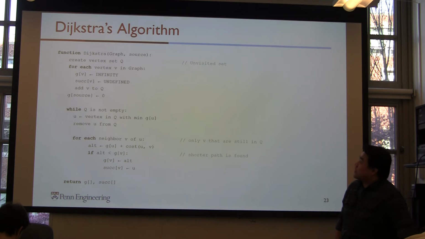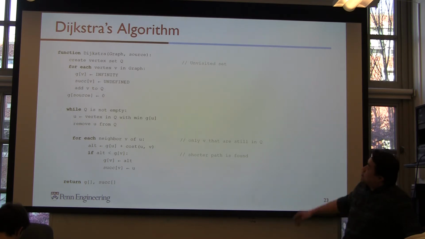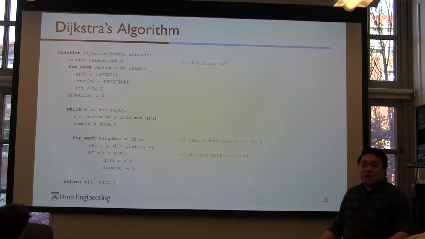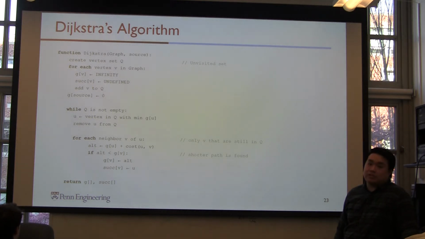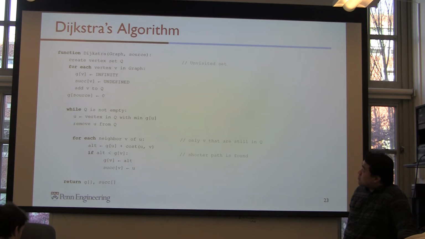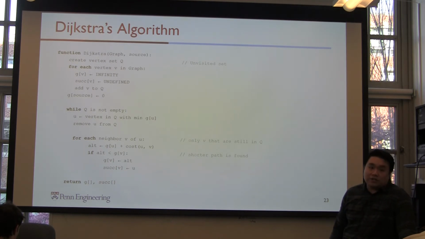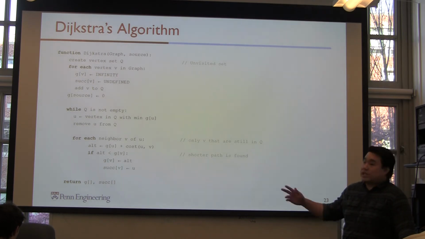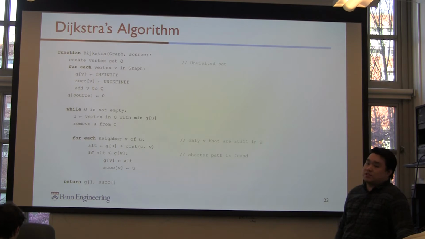Right. So here's basically a pseudocode for Dijkstra. The way that it runs is that you first create an unvisited set, or in some contexts referred to as the frontier. For all the vertices in the graph, you start by assigning the running cost for all the vertices to infinity, and then set the successor of all the vertices to none or undefined, and then you add all the nodes to your frontier.